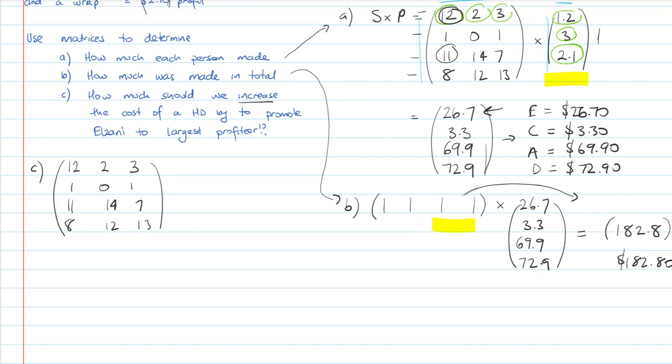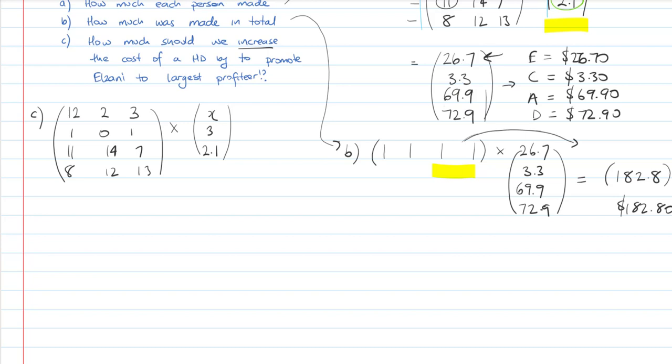And I'm going to multiply that by this one again to get my profits, but this time it's 3, 2.1 and X. I don't know what X is. So when I do this calculation, I get 12X plus 12.3, and then I get X plus 2.1, that's Connor, we're not too worried about Connor, she's already beating Connor, X plus 56.7, and then 8X plus 63.3. So that's my resultant matrix there.